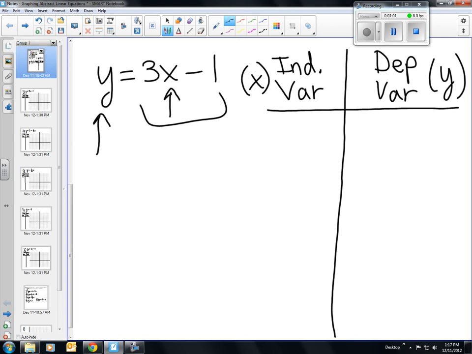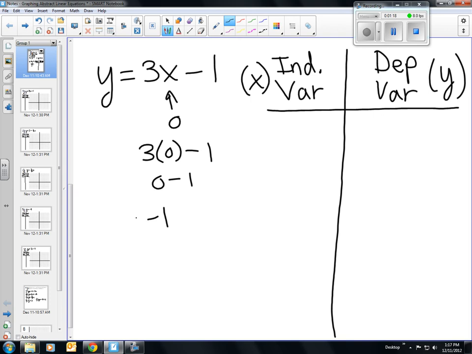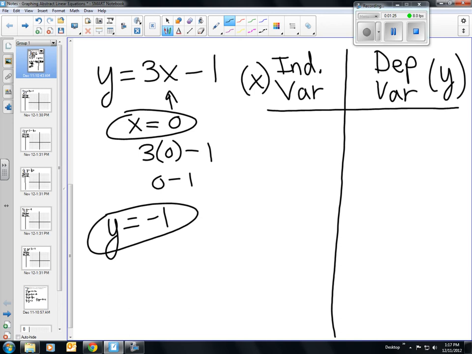Let's say the independent variable x is 0. When I plug in 0 for x, I get 3 times 0 minus 1, which is 0 minus 1, which is negative 1. So when x equals 0, y equals negative 1. That's a solution to this equation. In the chart, when x, the independent variable, is 0, then y, the dependent variable, is negative 1.